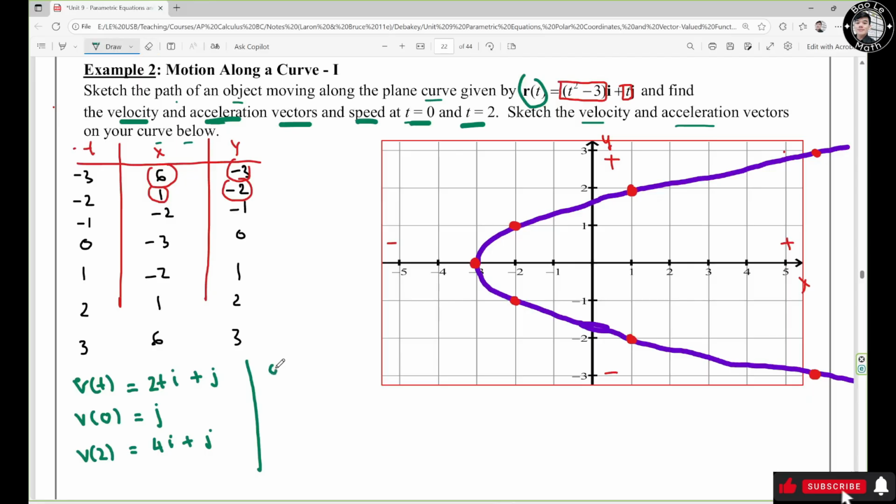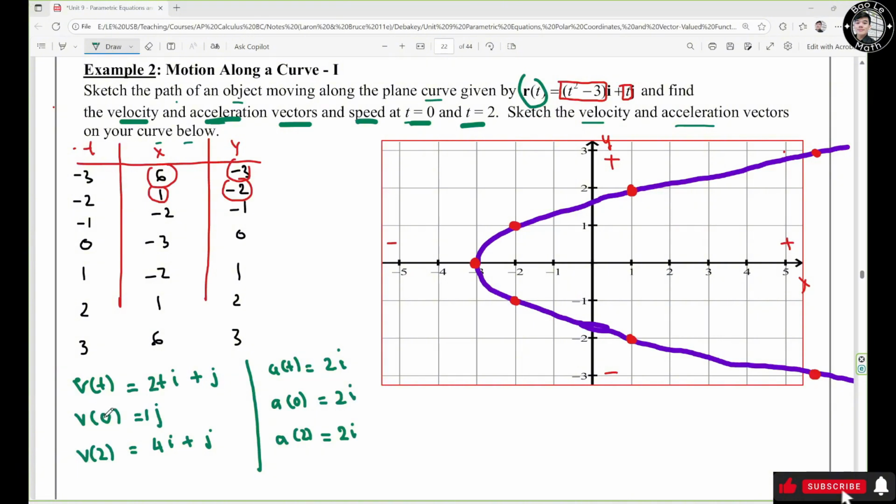Now, the acceleration a of t is the derivative of this one, right? So it should be 2i, right? Plus the derivative of this one is going to be 0j, so I don't need to write this one. Alright, so I have a of 0 is going to be 2i, right? And a of 2 is still 2i, right?